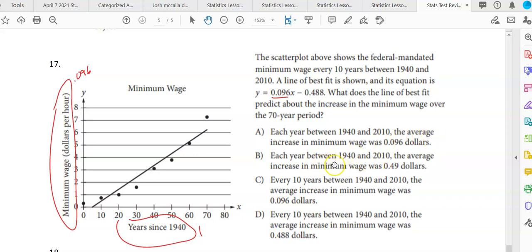Each year between, the average increase in minimum wage was $0.49. So I don't think that, I'm leaning towards this one, but I'm just looking at all of them. The average was 0.096. No, not every 10 years. I don't think so. So I'm picking A. It was only 9 cents. Is that right? Each year, I guess it increased by 9 cents.